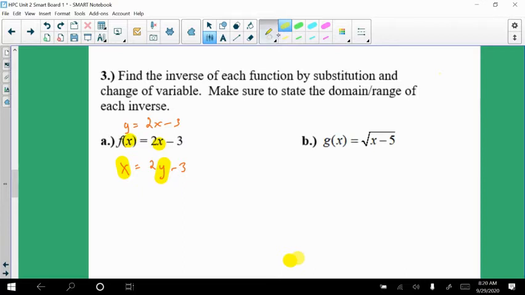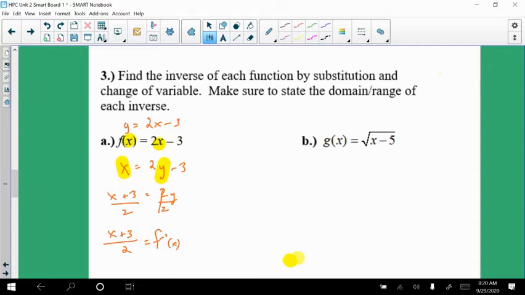Okay, so once you do that, now you just solve. Get y by itself. So I might add 3 to both sides, and then divide by 2. Whether you leave it like this, or write 1/2 x plus 3/2, it doesn't matter. But since it's an inverse, we should probably use the inverse notation. So instead of calling it y, call it the inverse function, okay?